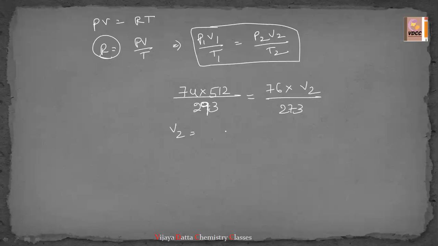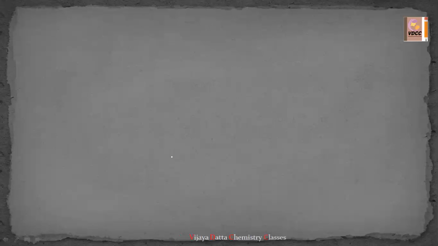So V2 equals 74 into 512 into 273 by 293 into 76. If you calculate this, you will get the answer, in milliliters only. Okay, so this is one type of problem, an exemplar problem. And there is one more problem which is very, very important. I'll go to the second one. The first problem is easy, so let's come to the second one.